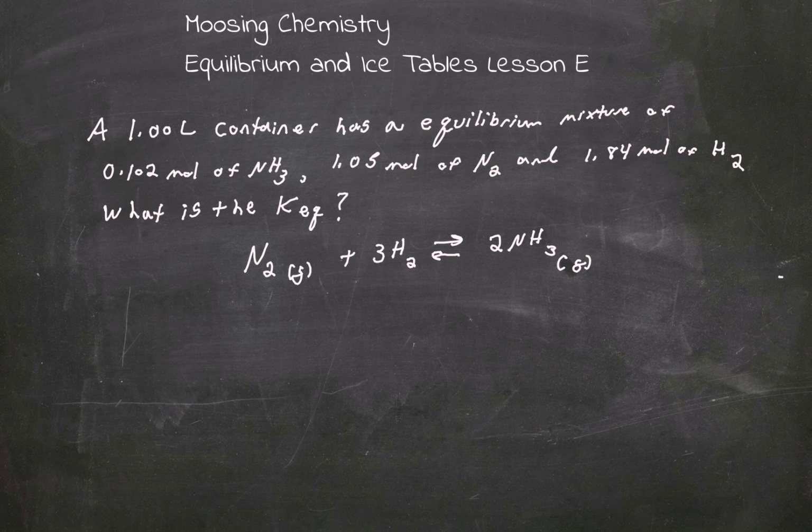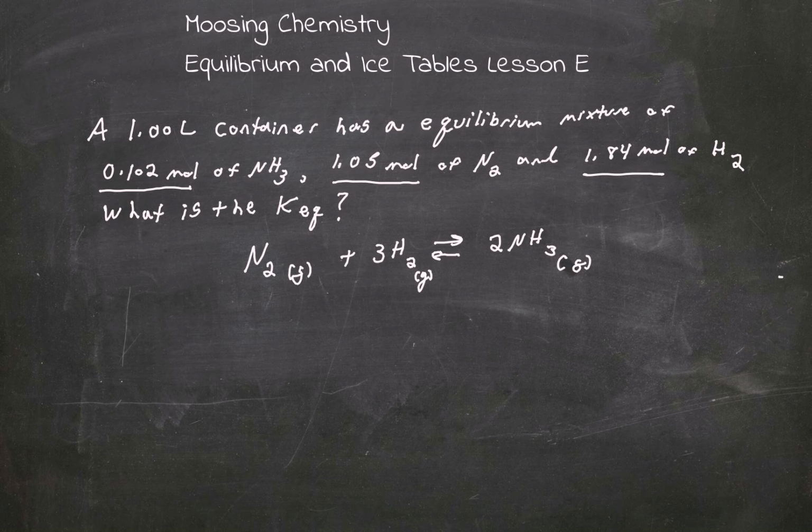So let's look at this given equation. Nitrogen gas plus hydrogen gas yields ammonia gas. Now, let's see what we've got here. We've got a coefficient of 1 here, a coefficient of 3 here, and a coefficient of 2 here. We know the values for the ammonia, the values for the nitrogen, and the values for the hydrogen.